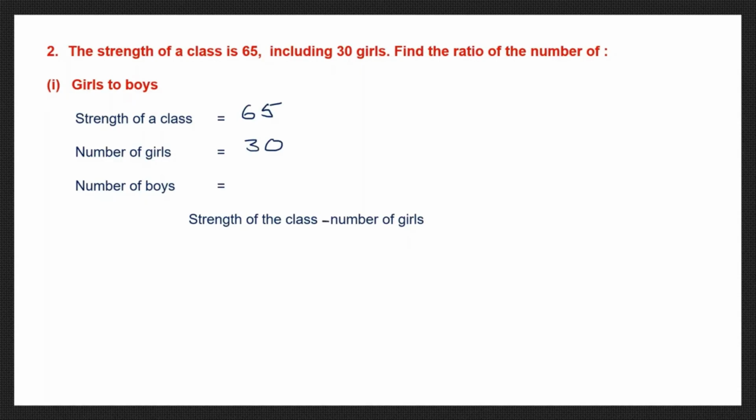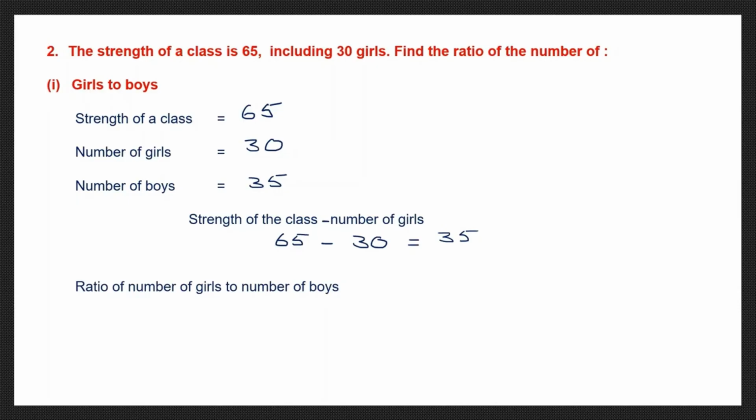When you take the strength of the class and take away the number of girls from it, what is left is the number of boys. So strength of the class is 65 minus the number of girls is 30. Now 65 minus 30 is 35. So we found the number of boys to be 35. Now we need to find the ratio of the number of girls to the number of boys. So number of girls is 30 is to number of boys is 35.